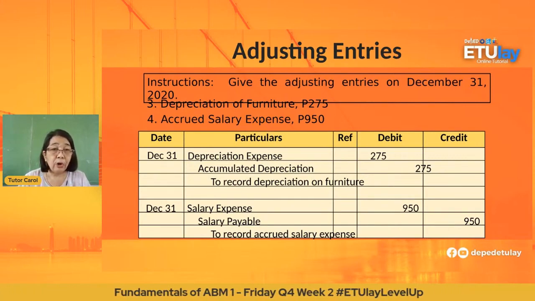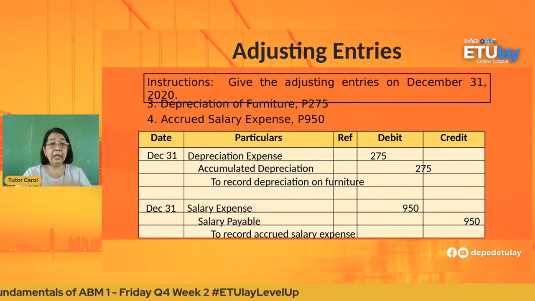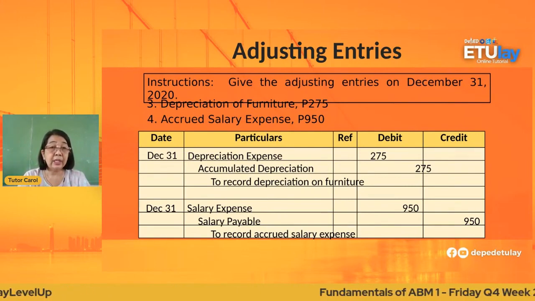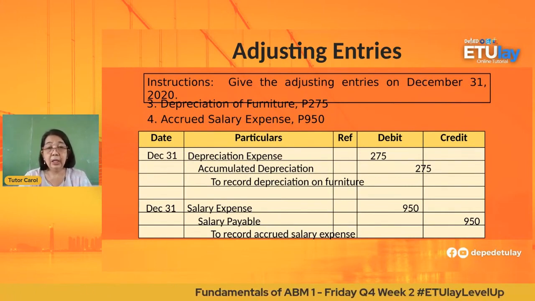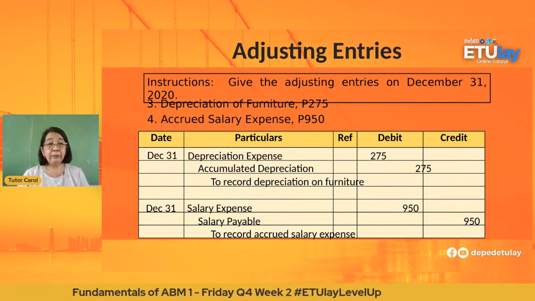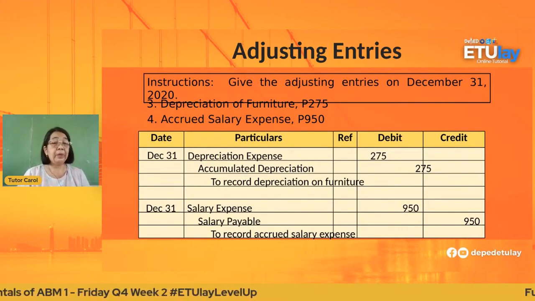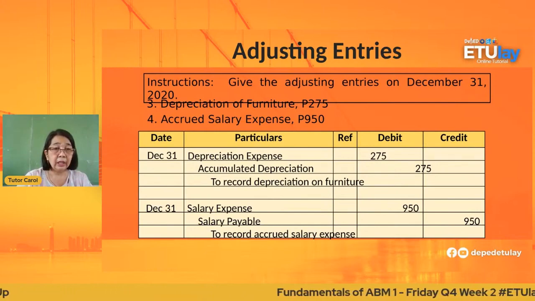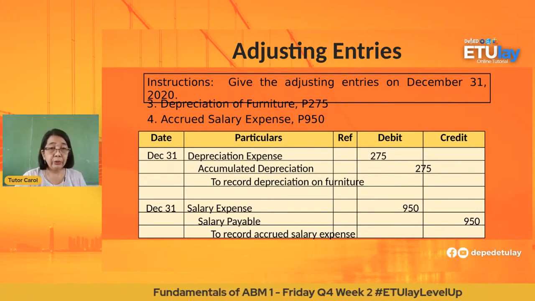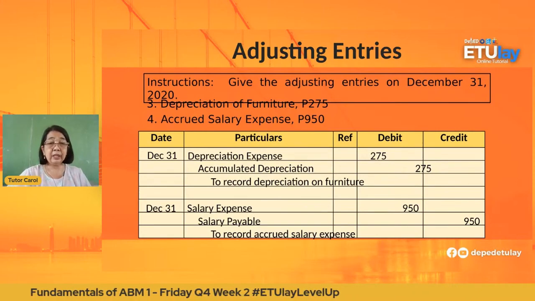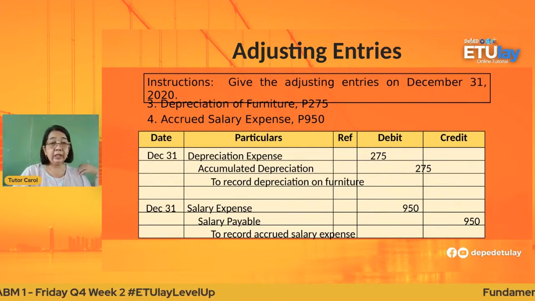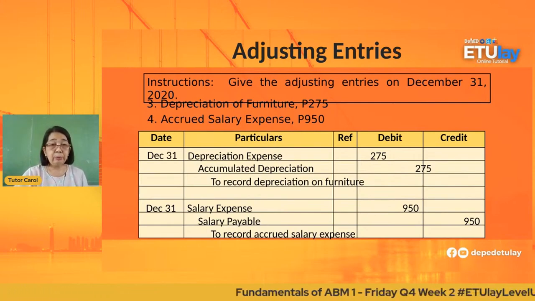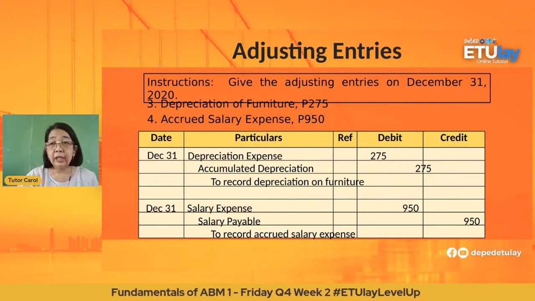Okay, for number 4, accrued salary expense, 950. So when we say accrued expense, these are expenses already incurred but not yet paid. Alam natin na meron tayong dapat bayaran, pero hindi pa natin naibibigay yung ating bayad. Unbilled. So ang ating adjusting entry for that, December 31, debit salary expense 950 and credit salary payable 950. Our explanation will be to record accrued salary expense.